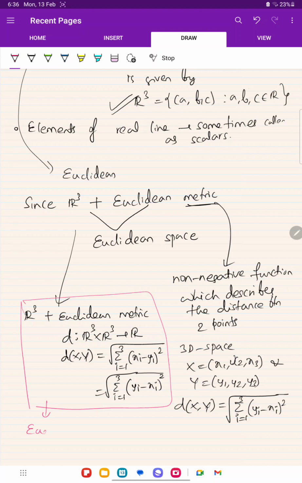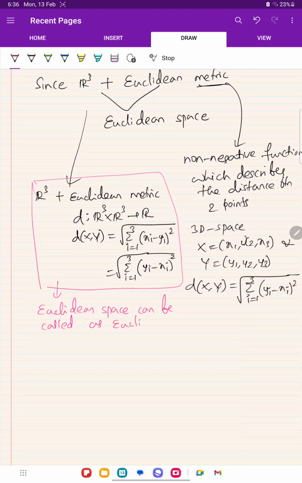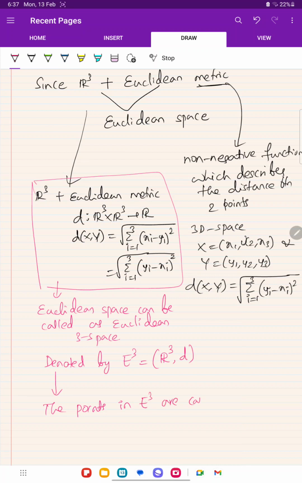Euclidean space can be called Euclidean 3-space, and is denoted by E3, which is the same as the real space R3 together with the Euclidean metric d. The points in E3 are called three-dimensional vectors.